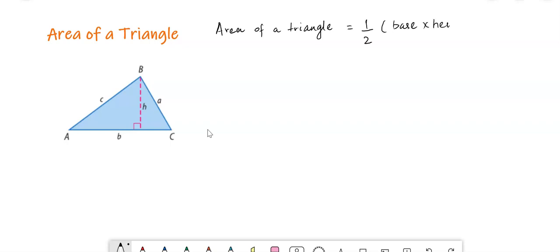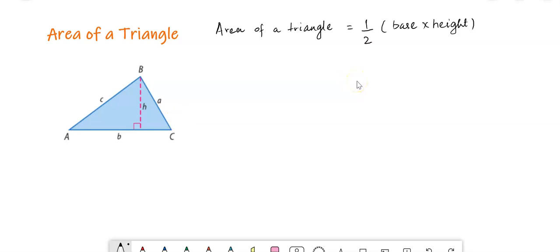Now to find the area of this triangle, what we can do is drop a perpendicular from the vertex B on the side AC, because we know that the area of a triangle is given by half of the base of the triangle times the height.